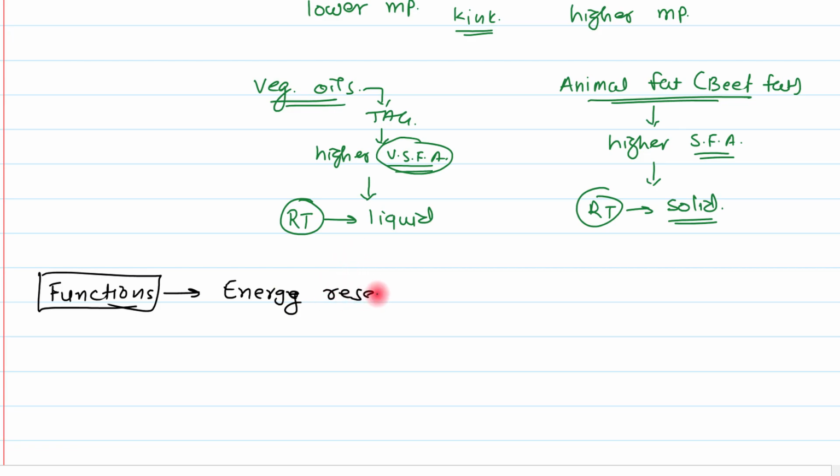Energy reserves. Now you can compare it with one carbohydrate molecule, that is glycogen. Glycogen also acts as an energy reservoir, okay? So what are the basic differences between triacylglycerol as an energy reserve and glycogen as an energy reserve?